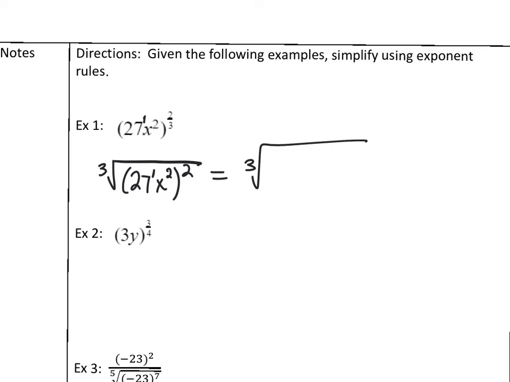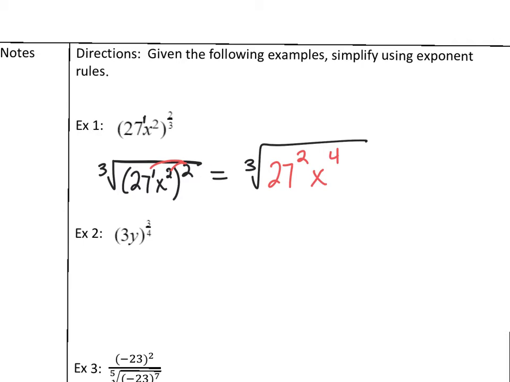This is when we use that power to a power rule, correct? Power to a power rule, always do that first. So 2 times 1 is 2, right? And then 2 times 2, x to the 4th. Okay, so once I had it in my radical, I just did power to a power rule to simplify that. Now that looks like something I can deal with, right?